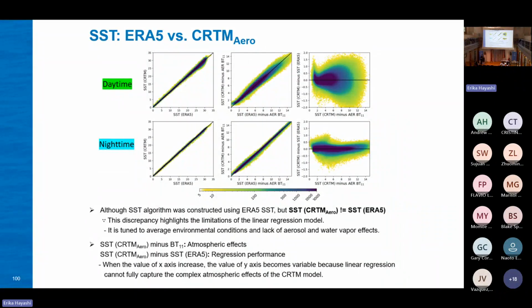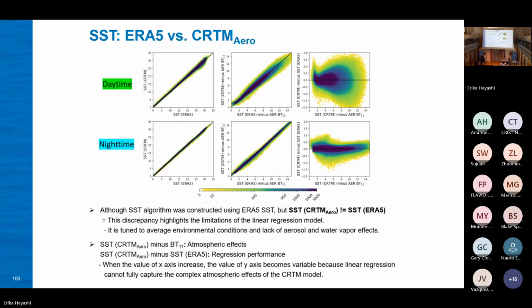Although the SST algorithm was constructed using ERA5 SST, this CRTM SST does not equal ERA5 SST. This discrepancy highlights the limitation of the linear regression model, which is tuned to average environmental condition and does not consider the aerosol and water vapor effect.